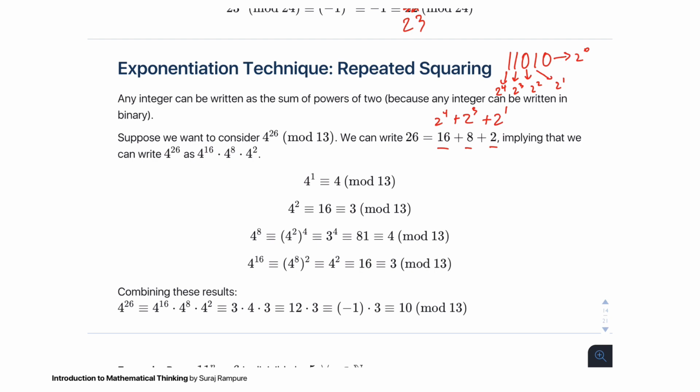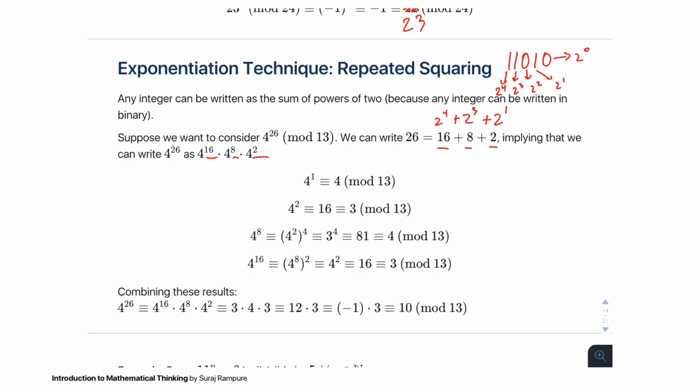Okay? So when I want to look at 4 to the 26, I can instead write it as 4 to the 16 times 4 to the 8 times 4 squared, because 26 can be written as 16 plus 8 plus 2. Is that clear? So why have I decided to write it in terms of powers of 2? Because what I can do is something called repeated squaring.